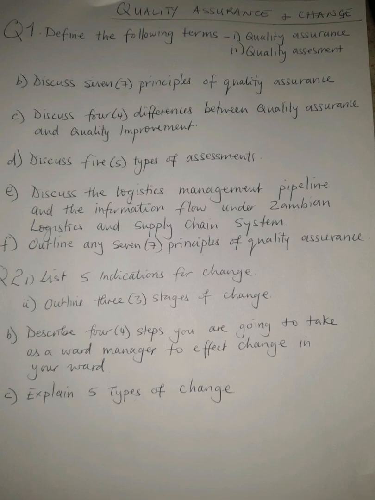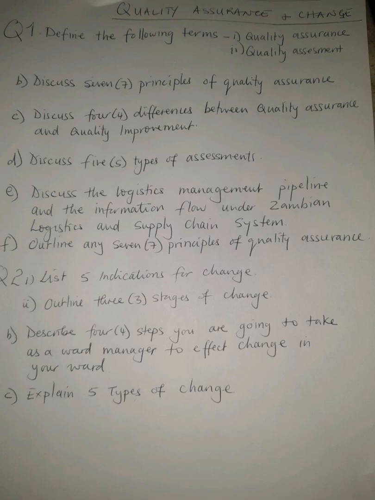Explain 5 types of change. Now, for the 5 types of changes that we have, the first type I'm going to look at is planned change. We are looking at the 5 types of change, but here I'm going to outline 9 of them so that at least you understand all of them. So the first one is planned change. It's the change that you plan. Planned change is also regarded as the developmental change.